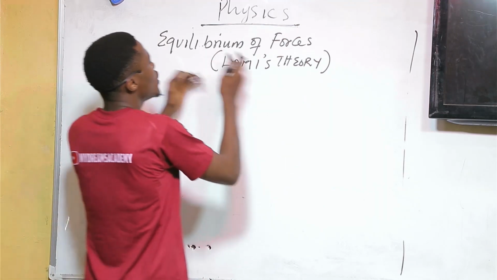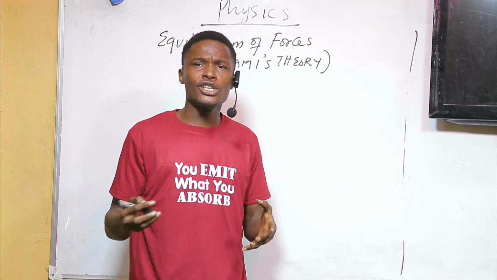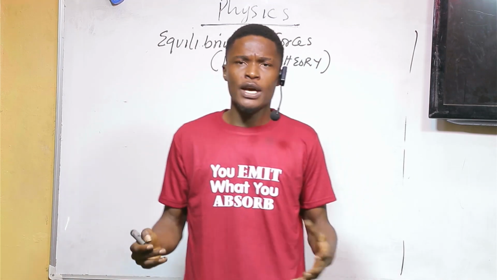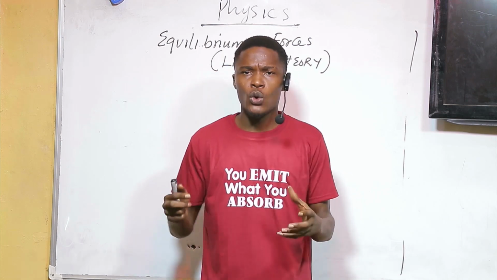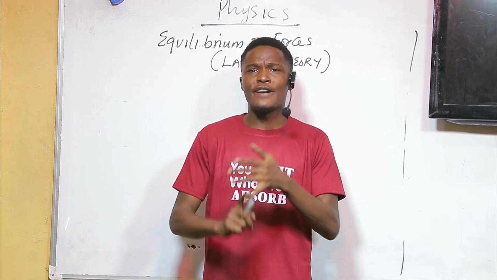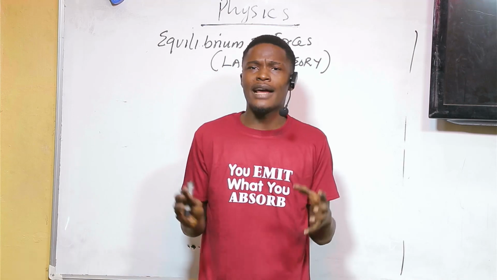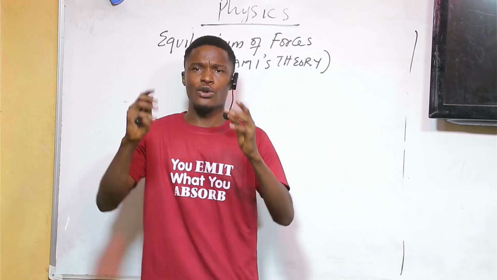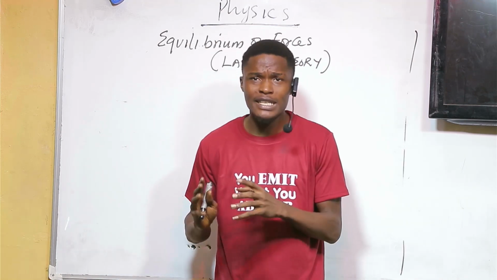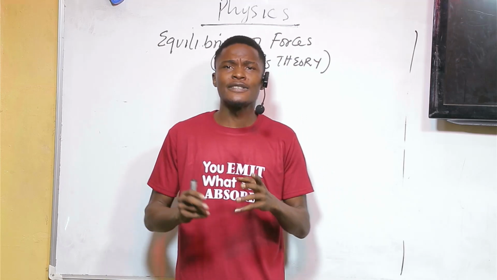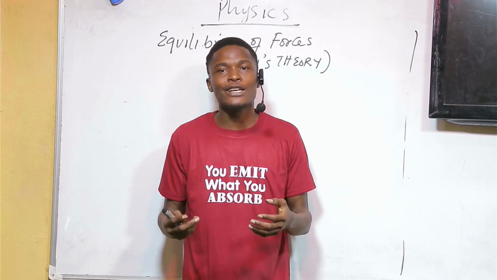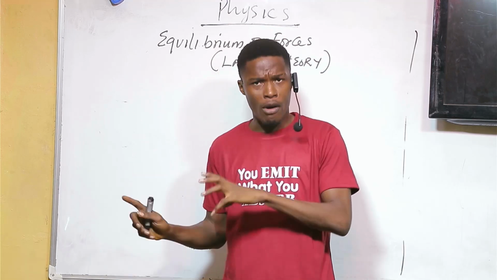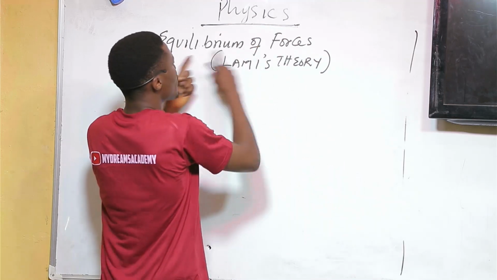When we talk about equilibrium of forces, remember that there is a condition for equilibrium to hold. Equilibrium means a state of balance. And what are those conditions? The first one is that the sum of forces in one direction must be equal to the sum of forces in the opposite direction. That is for forces. And then the second one says that the sum of clockwise moments must be equal to the sum of anti-clockwise moments. That is for moments. But we are talking about the equilibrium of forces.